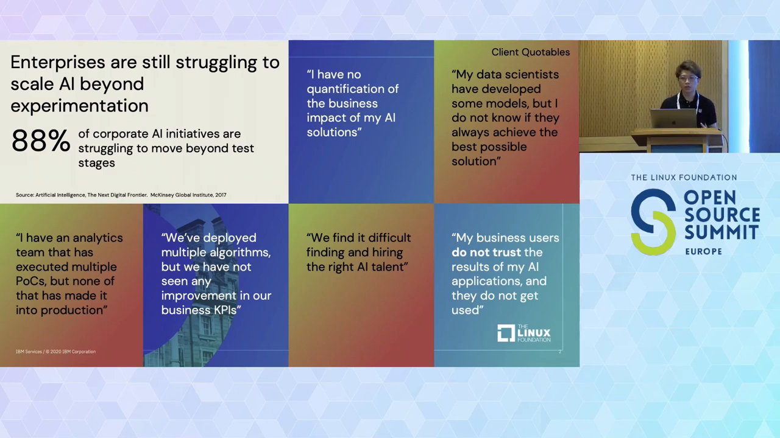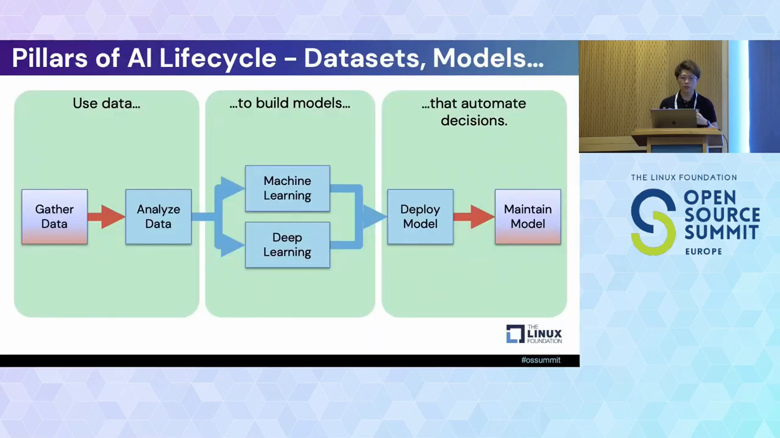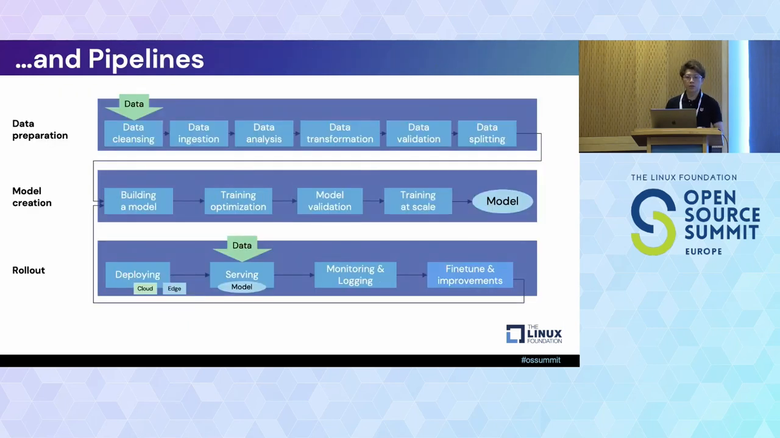When enterprises look at how AI and machine learning work, they see three aspects: data scientists and data engineers collect data and use that data to build models, and finally that model can make predictions and create business value. However, in reality, building machine learning pipelines involves many more steps. Even data preparation involves data cleansing, ingesting, analysis, transformation, validation, and splitting. The same goes for model training, where you have to optimize and train at scale. And finally, when you deploy, you have to deploy on different environments, such as edge and cloud environments, and collect feedback and improve over time.